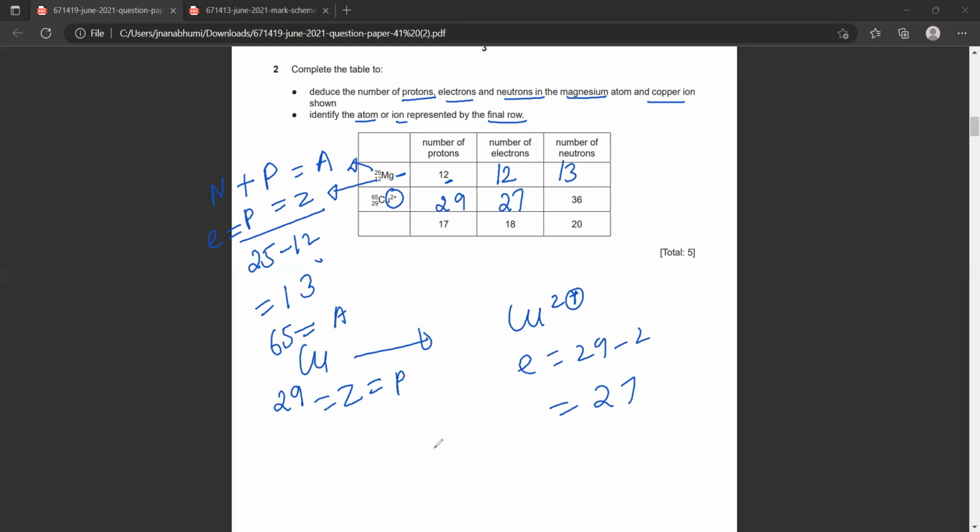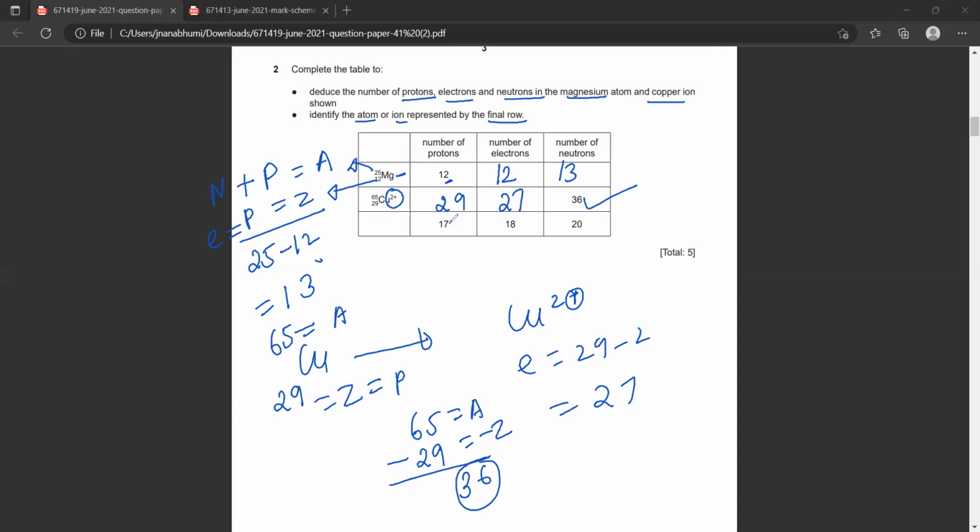And the number of neutrons, how much will it be? 65 minus 29, because A minus Z is there. So it will be 36. It is already given, right? So this is the answer for copper.